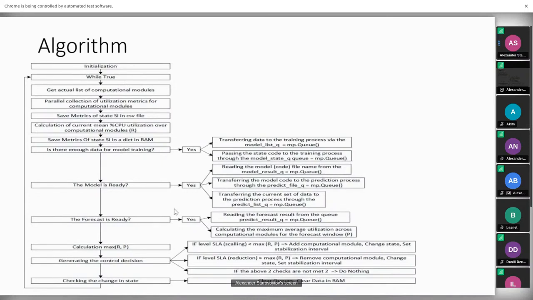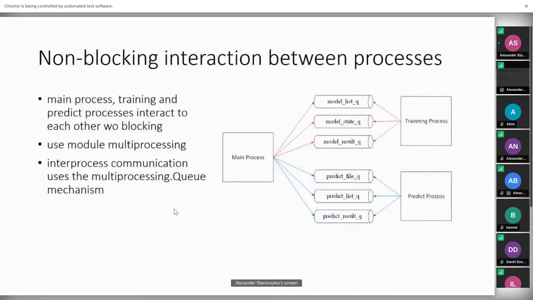If the model is ready, we obtain the model code and send the current data for forecasting to another neighboring process. We check if the forecast is ready. If the forecast is not ready, only the reactive component is used for the control action. If the forecast is ready, the maximum of the forecast window is calculated and compared with the maximum of the current value and forecast value against the corresponding threshold. If the SLA requirements are violated, the control decision is made and commands are sent to change the system state. Then the process repeats.